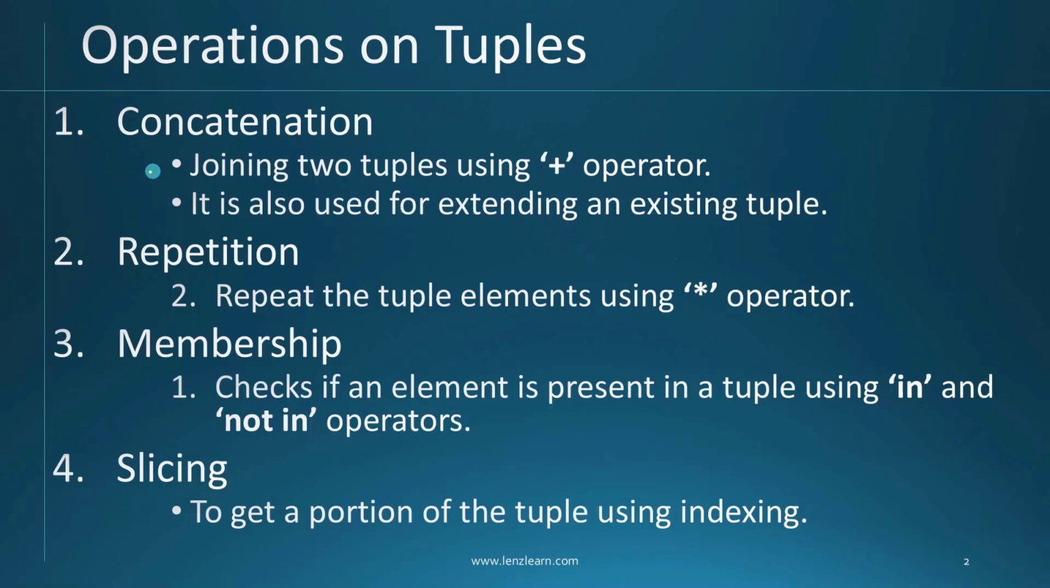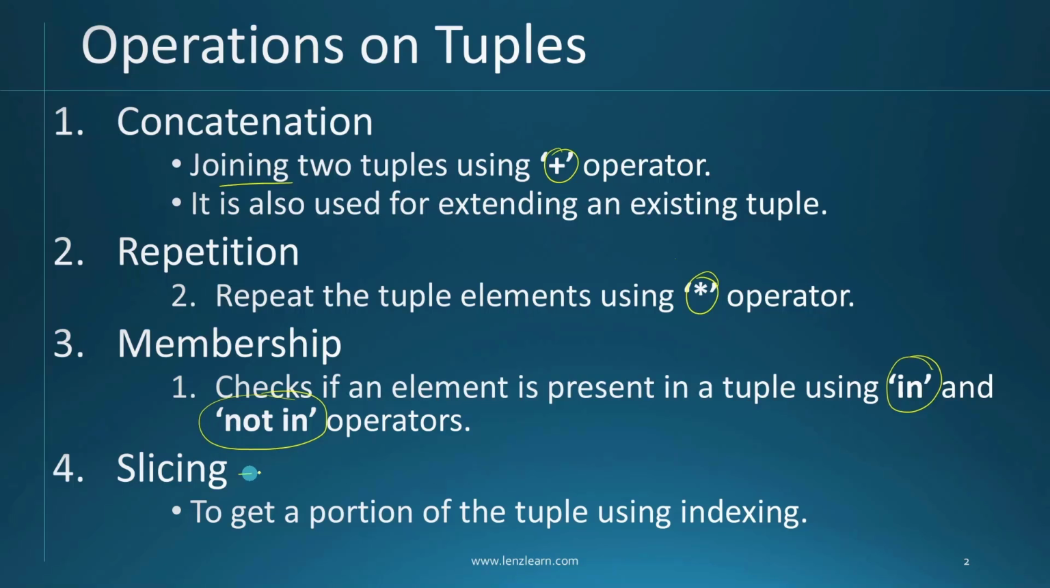With the concatenation operation, you can join two tuples together by using the plus operator. It is also used for extending an existing tuple. In this way you can add more values to the tuple. Under the repetition operator, you can repeat the tuple elements as many times as you want by using the star operator. With the membership operation, you can check if an element is available inside the tuple or not by using either the in operator or not in operator.